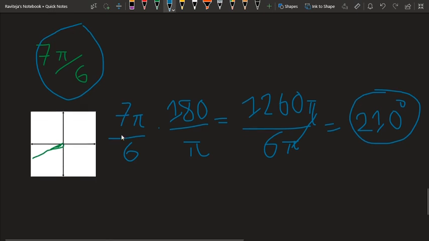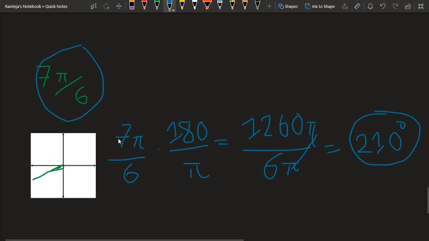Hopefully by watching this video and today's lesson, you've learned how to convert from radian measures to degree measures, and from degree measures to radian measures.